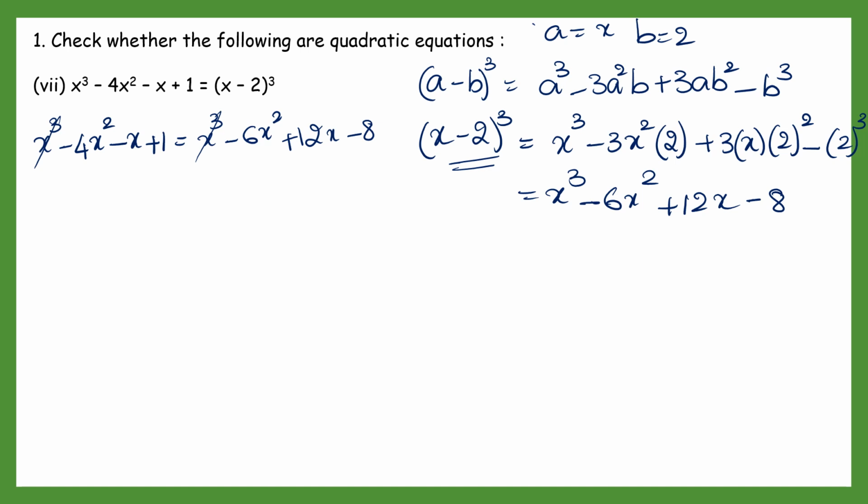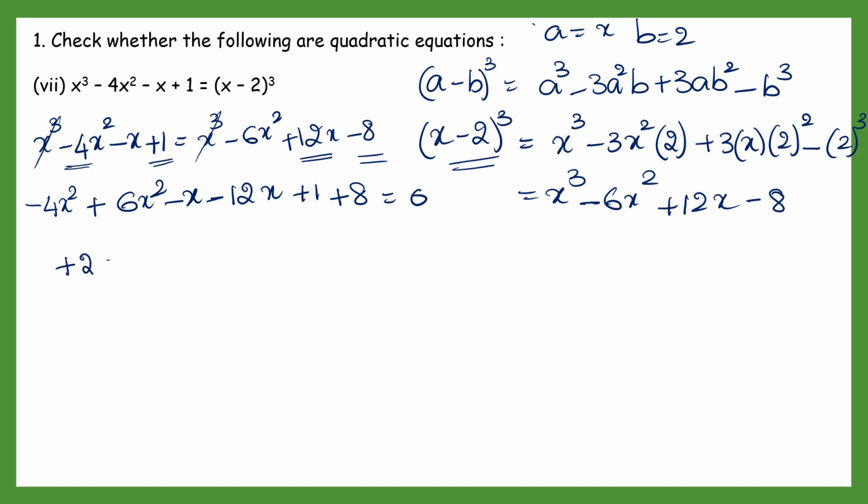Let's get all the terms to the left side. Minus 4x square here, minus 6x square, if it comes to the left side it will become plus 6x square. Minus x here, this plus 12x, if it comes to the left side it will become minus 12x. Here you have plus 1 minus 8, if it comes to the left side it will become plus 8, is equal to 0. Minus 4x square plus 6x square is plus 2x square, minus x minus 12x is minus 13x, plus 1 plus 8 is plus 9, is equal to 0.